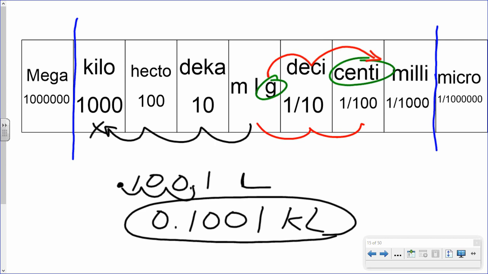Okay, so like I said before, whenever you convert to the larger prefixes, your number gets smaller. 0.1001 is a much smaller number. As a matter of fact, 1,000 times smaller than 100.1. Okay, so that's how we use the metric conversion chart or shortcut or whatever you want to call it. Okay, if you have any questions, let me know.